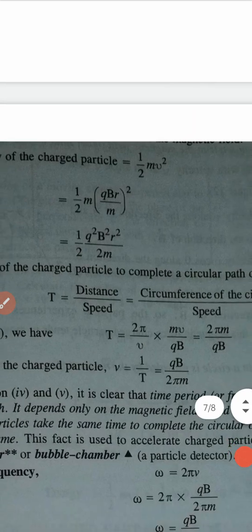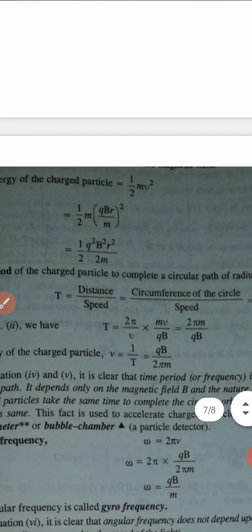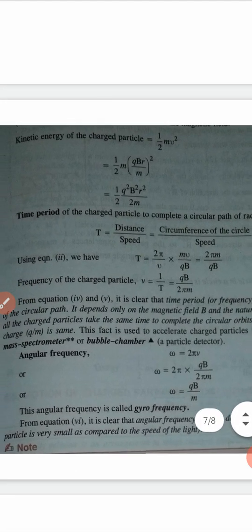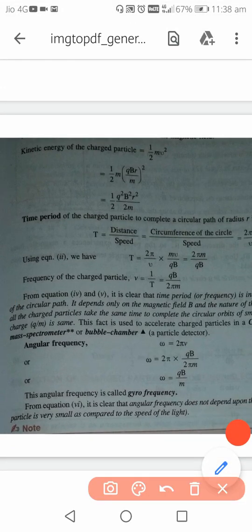Okay, so one expression we got for radius, one expression we got for velocity. Whatever I wrote just now for velocity, you can write down also. Then we will find the kinetic energy of the particle. The particle is moving on some circular path, so it will have some kinetic energy. We have the formula, half mv square. So half m will remain as it is. The formula for v I just told you, qbr by m.